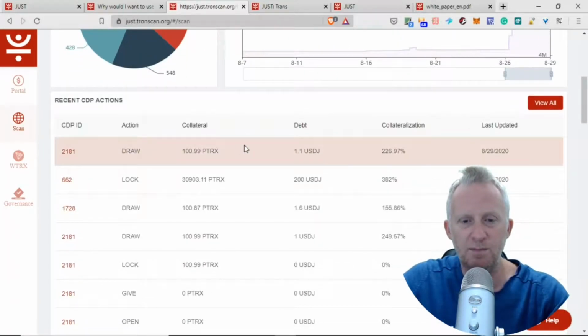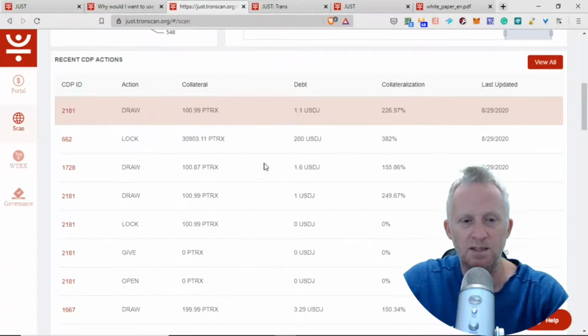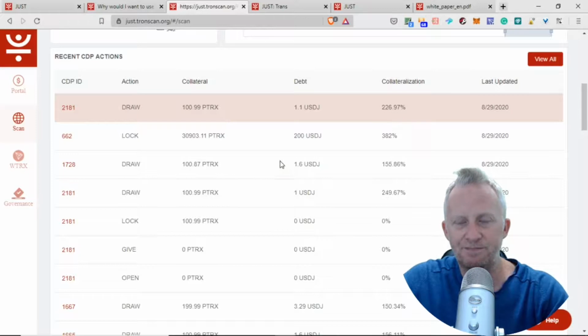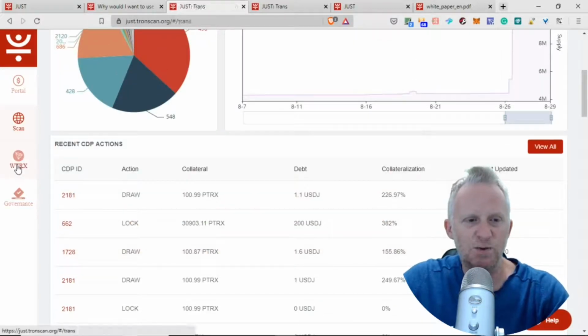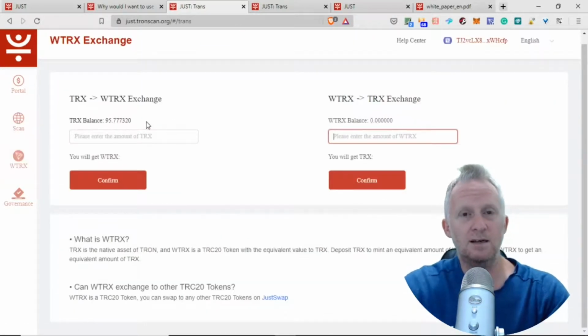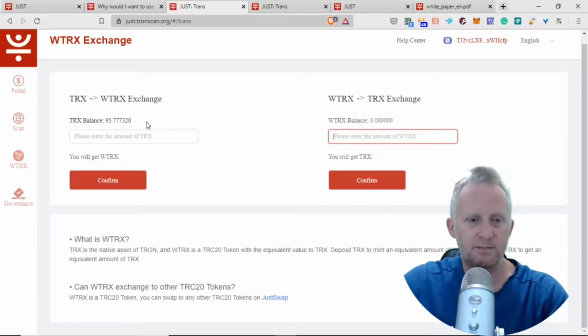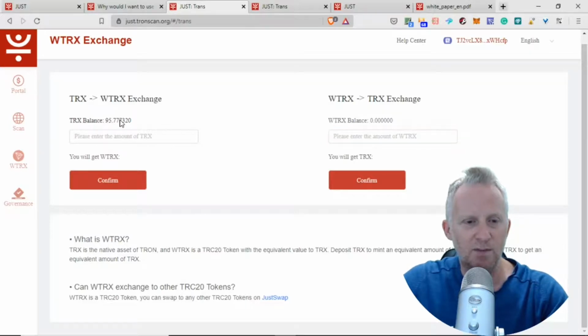So you see all the people that create a CDP on this. This is the one I think I just created this morning, the 2181, drawing 100 PTRX. And as well, another feature, I'm not quite sure. With your Tron, you can have a representation of a wrapped version of Tron. As you can see, I have 95 Tron, so I can wrap if I want. This is the remaining I have in my wallet, I believe, on my TronLink.